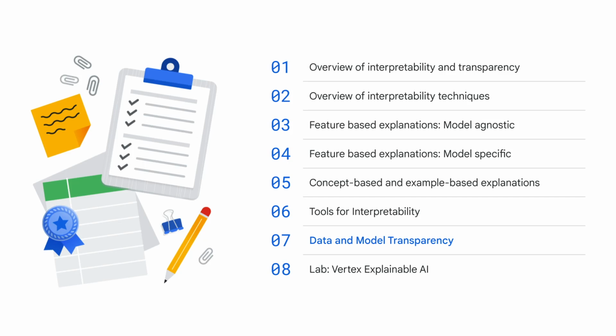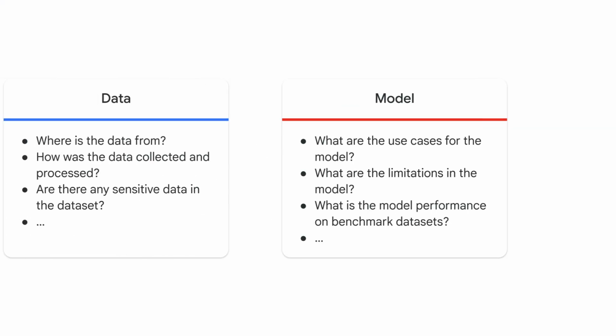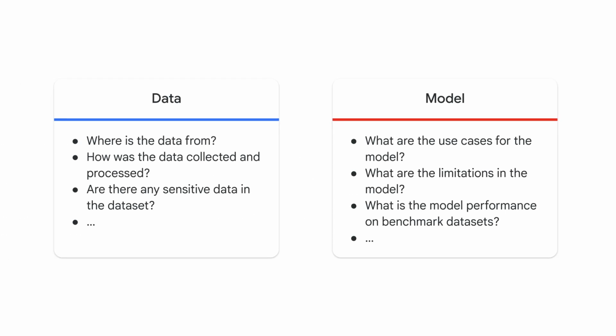Let's explore transparency in detail, specifically data and model transparency. Transparency is a clear, easily understandable, and plain language explanation of what something is, what it does, and why it does that. Machine learning transparency involves sharing information about system behaviors and organizational processes. This might include documenting and sharing how models and datasets were created, trained, and evaluated.